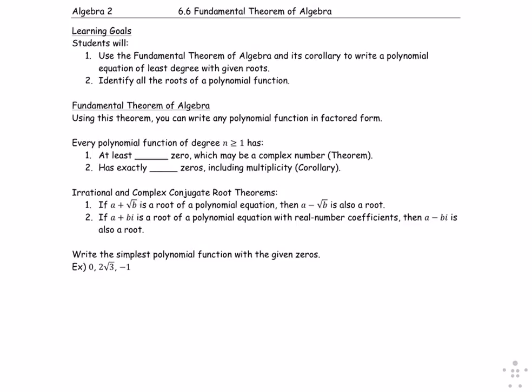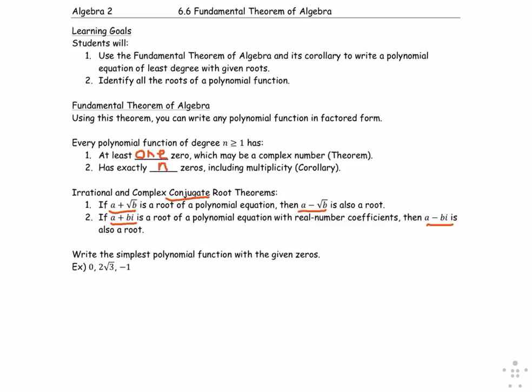So if we have a polynomial function of degree n of 1 or greater, then we have at least 1 zero. If we have 2 or more, then they may be complex numbers. And it has exactly n zeros. So if we have a degree of 6, then we have 6 zeros, and that includes multiplicity. Now, the irrational and complex conjugate root theorems stem from the quadratic formula: irrational and complex numbers always come in pairs, and we've worked with those before when rationalizing denominators.